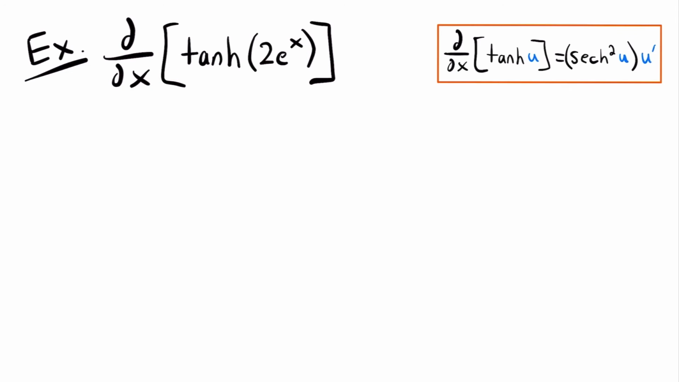Next, we want to find the derivative of hyperbolic tangent of 2 times e to the power of x. And so for this function, we're going to need to know the derivative rule for the hyperbolic tangent function. And so we have that it is equal to hyperbolic secant squared of whatever function is inside our hyperbolic tangent function times the derivative of that function. And so we will have that this derivative is equal to hyperbolic secant squared of this inside function, 2 times e to the power of x, times the derivative of that inside function.